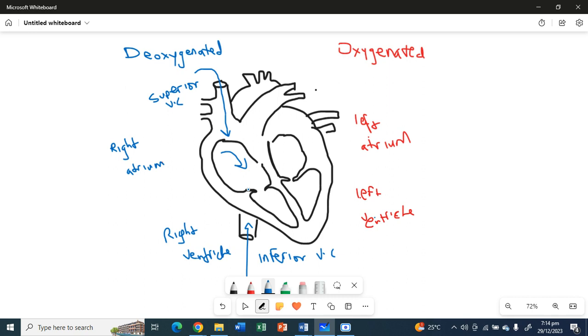In the heart, you've got valves. These funny shapes are put here. Valves prevent the backflow of blood. So the deoxygenated blood enters into the right atrium, then goes to the right ventricle. Then the right ventricle pumps this deoxygenated blood into the pulmonary artery. The pulmonary artery is responsible for taking blood to the lungs.